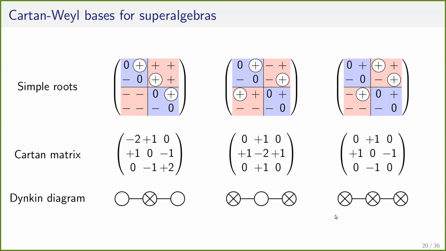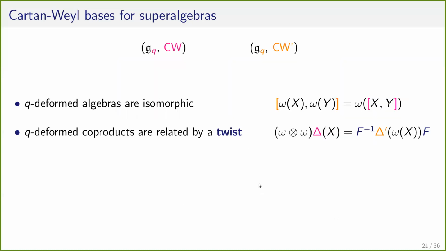And so let's now see what happens if you choose two Cartan-Weyl bases. So if, in order to build your quantum group, you use Cartan-Weyl bases that are associated to two different Dynkin diagrams. So let's look at the quantum deformation built out of one Cartan-Weyl basis and the quantum deformation built using another Cartan-Weyl basis with a different Dynkin diagram. Then what happens is that the Q-deformed algebras are isomorphic, but the coproducts are related by a twist. So they are no longer the same.